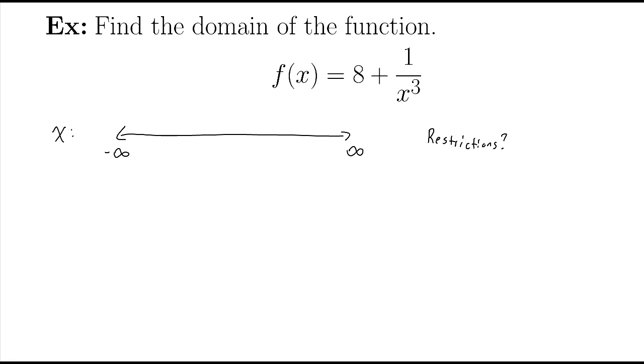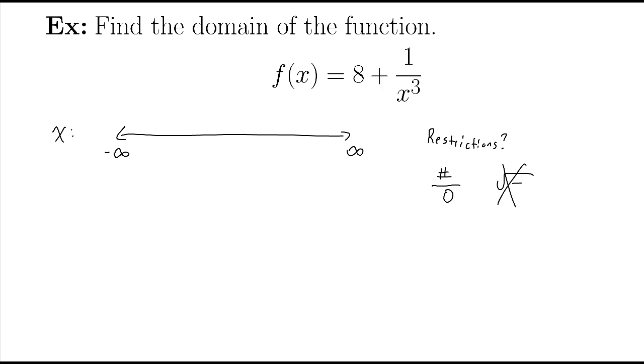Remember, that usually means some kind of way you divide by 0. That would be a restriction. Any number that causes that to happen would be a restriction. Or a negative under a square root. Any x value that causes a negative under the square root would be a restriction. I don't have any square roots, but I do have a fraction, so I need to look at that.